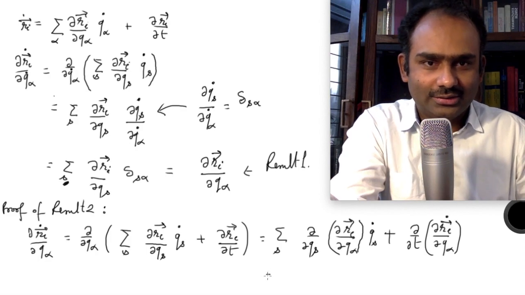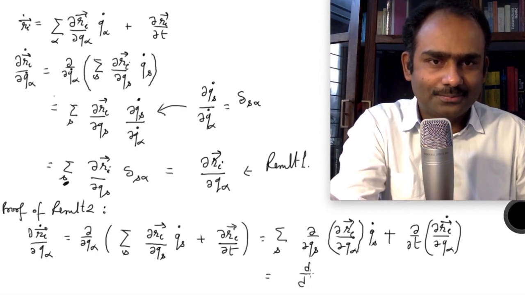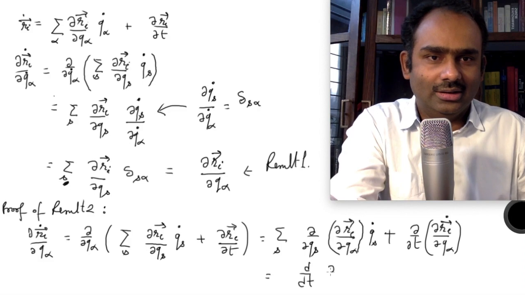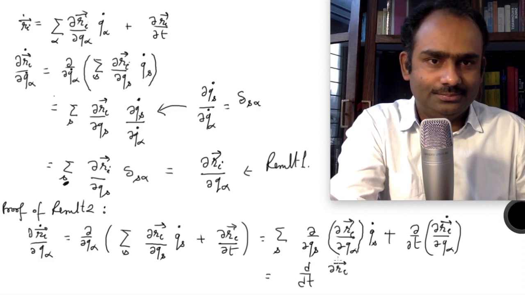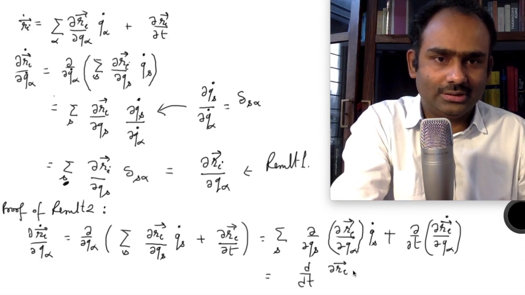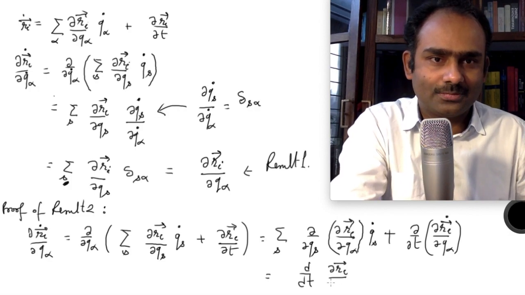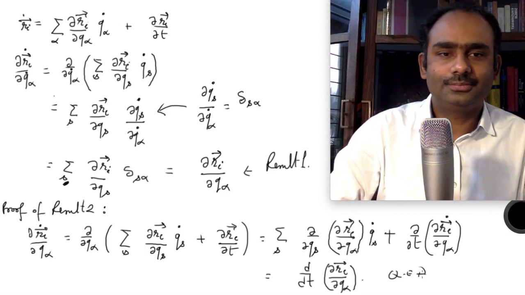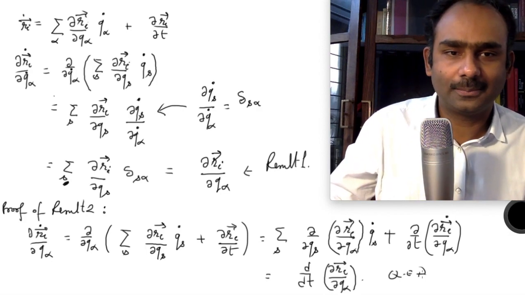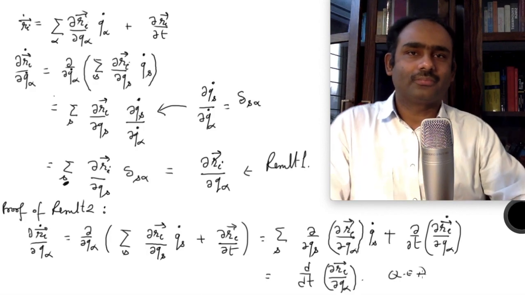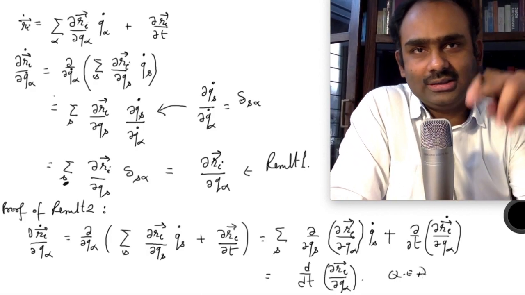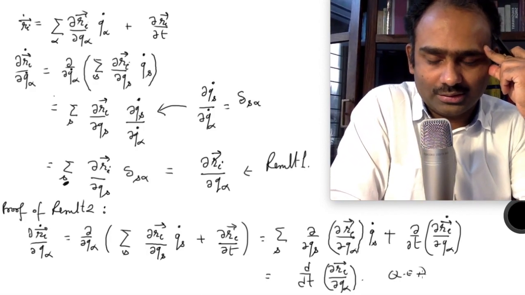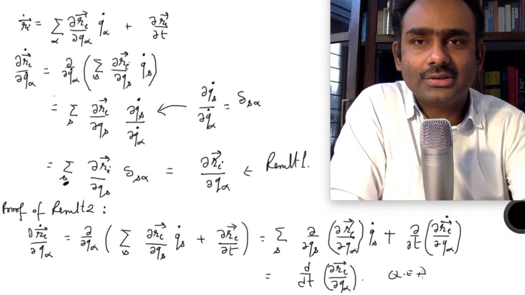Okay, so this is nothing but d over dt of del R_i over del Q alpha. Why am I putting dots here? Okay, QED, that's correct, proved. Let me check. Perfect. That's perfect. Okay, so we will utilize these two results in dealing with our D'Alembert principle. So let's proceed then.